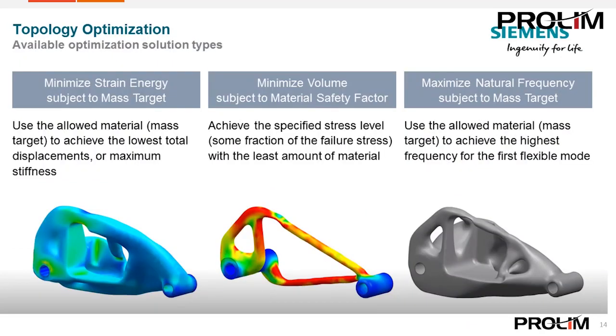Now let's look at the three choices we have under set up optimization. Under the optimization type, we have these three choices: minimize strain energy, subject to mass target; minimize volume, subject to material safety factor; and maximize neutral frequency, subject to mass target. Depending on what your design criteria are, that is what you will choose in these options. You can also see the different shapes and what they would look like depending on what we chose. All three of these are the same body, but run with different options.